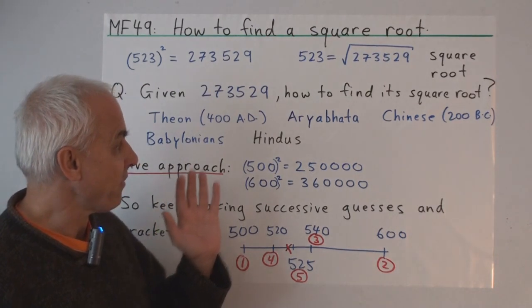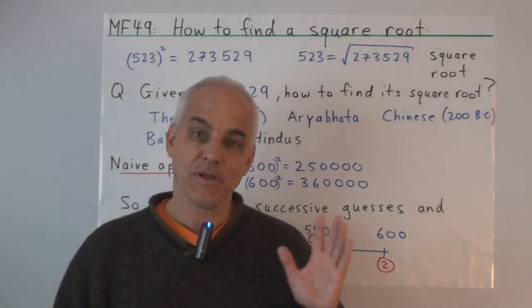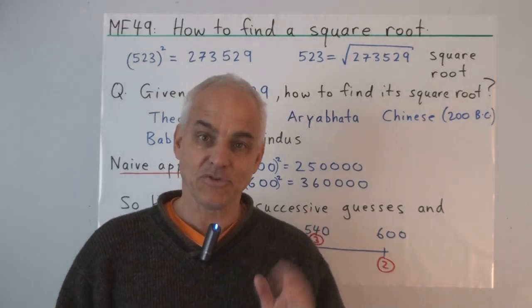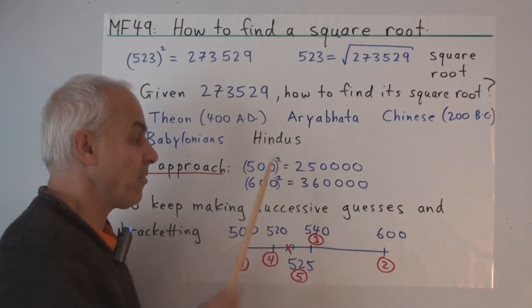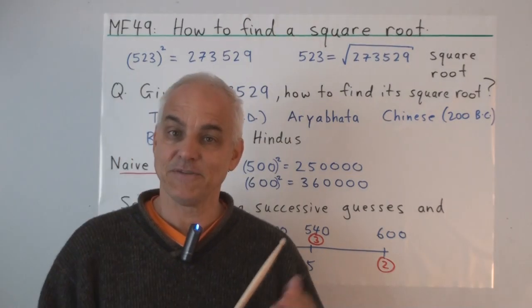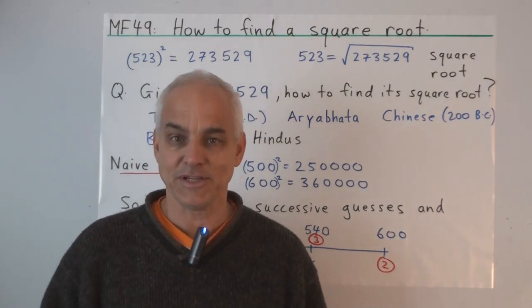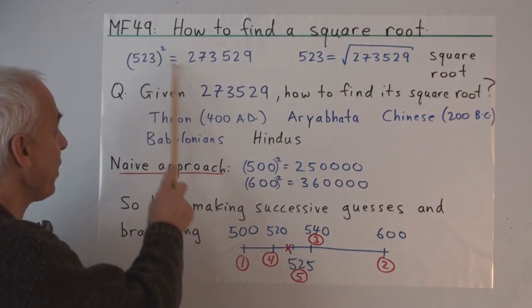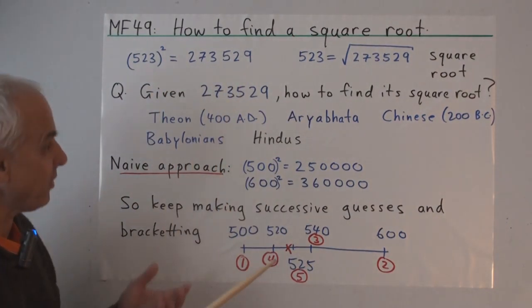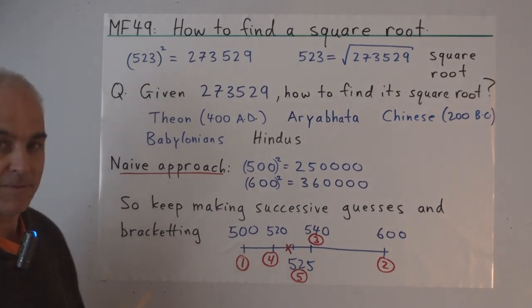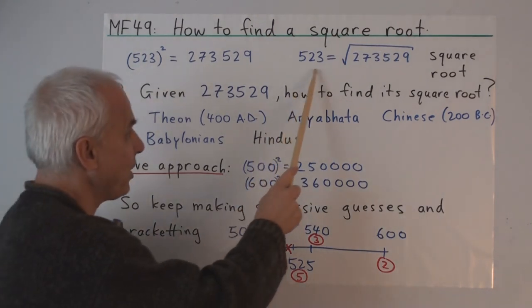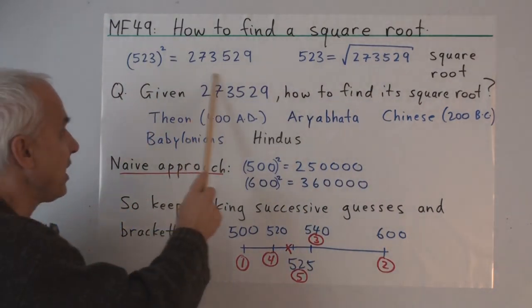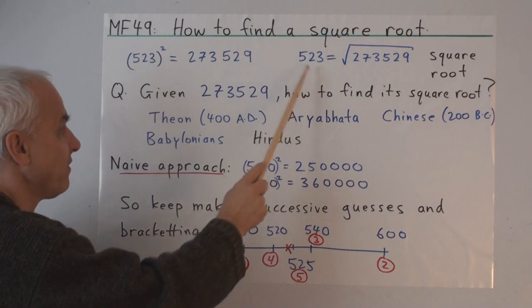And let's start off with an example and show you three different approaches to the subject. The one that we're mainly interested in is one developed by the Hindu mathematicians, and it's a very practical algorithm that you can try yourself after you've learned it. Alright, so here's an example. 523 squared equals this number, 273,529. We say that 523 is the square root of this number. And the idea is we are given this number to start with and we're trying to find the square root.